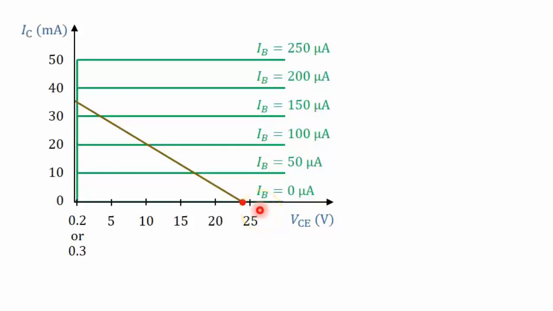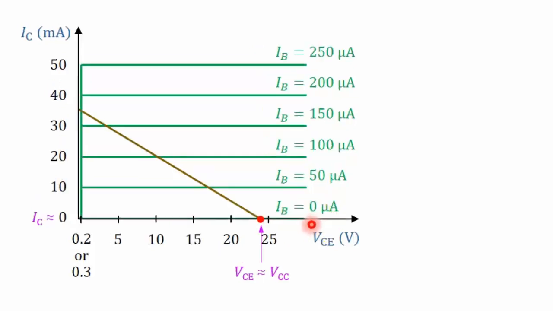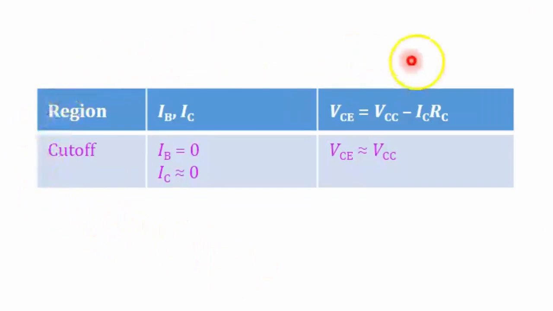When the base current is equal to 0, the operating point is here. At this point, VCE is approximately equal to VCC, and the collector current is approximately equal to 0. When the Q point lies anywhere on this green line of IB being equal to 0, the transistor must be operating in the cutoff region. The table on the left lists down all these key points.